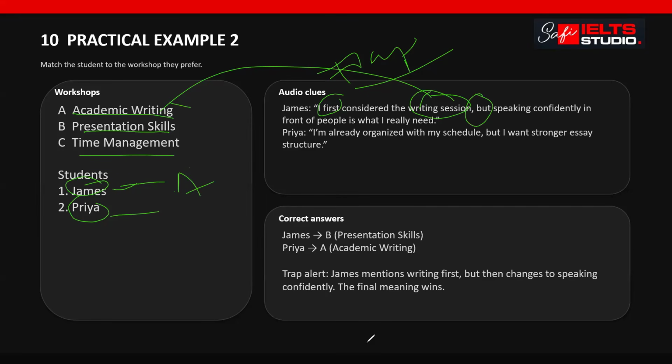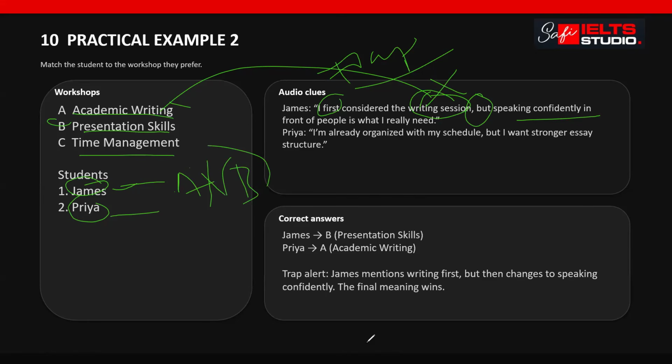But then he said what? "But." So the previous idea is rejected. "Speaking confidently in front of people is what I really need." So what can be the right answer? Speaking in front of people is about presentation. In fact, A is wrong, B is the right answer. Do you understand? Yes, sir.